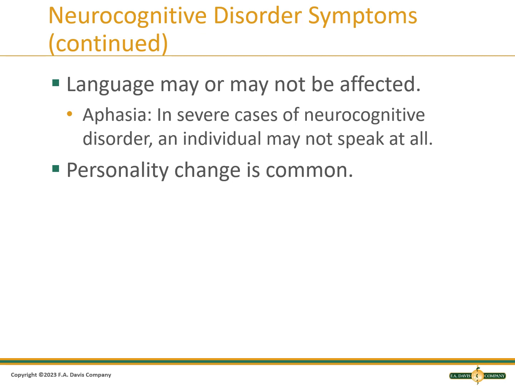Language can be affected or it may not be. Sometimes people don't speak at all, have aphasia. The ability to communicate will change as the disease progresses. Personality change is also very common. For example, a person who is very socially active may become isolated. A neat person may become very untidy. People who had trusting relationships with the person may all of a sudden be fearful and paranoid about this person.